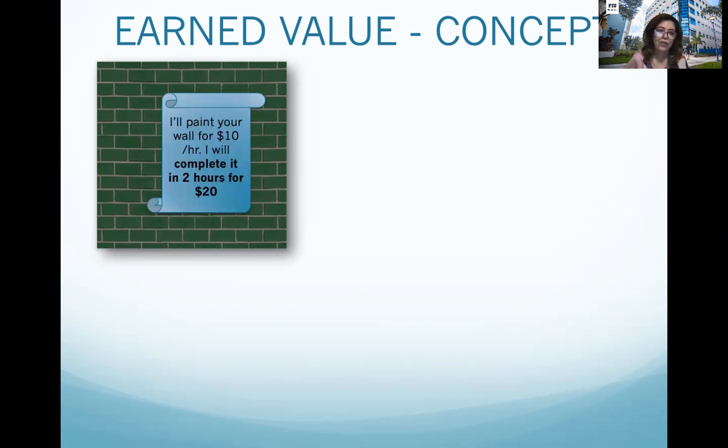If I ask you to paint my wall for $10 an hour, and you will be completing the work in 2 hours, the total cost of the project is $20. So we have three things here, the three dimensions that we mentioned last week. We need to understand the planned value, the actual cost, and the earned value. So now I have the project description, project duration, and project cost here. Project cost is $20, project duration is 2 hours, and the scope is just to paint this wall.